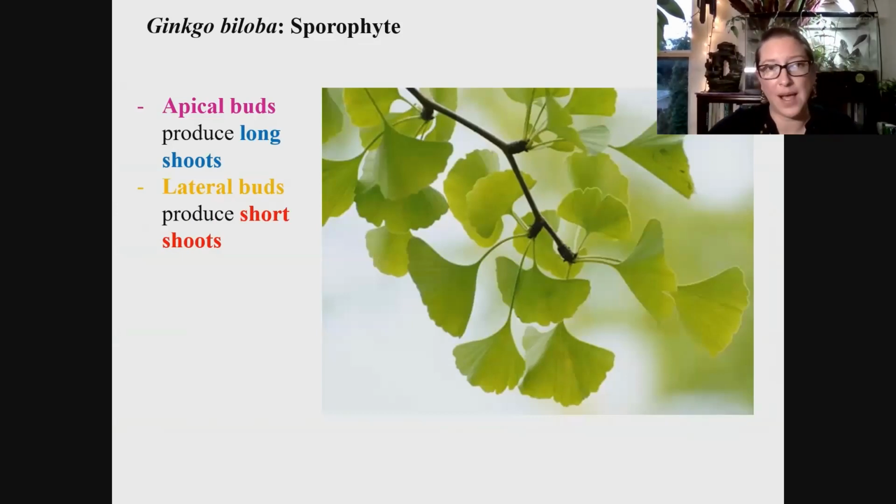Another thing ginkgo has is these short shoots and long shoots. I don't really care about this too much, but it does help you identify the tree. So this circle here is showing you an apical bud, which you should know what that is already. The apical buds make those long shoots, which are shown in blue here. Lateral buds, remember, lateral buds are for branching, and so the lateral buds make short shoots, which are shown here in red.